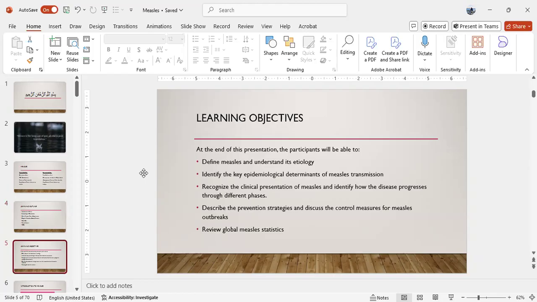At the end of this presentation, the participants will be able to define measles and understand its etiology, define the key epidemiological determinants of measles transmission, recognize the clinical presentation of measles and identify how the disease progresses through different phases, describe the preventive strategies and discuss the control measures for measles outbreak, review global measles statistics.